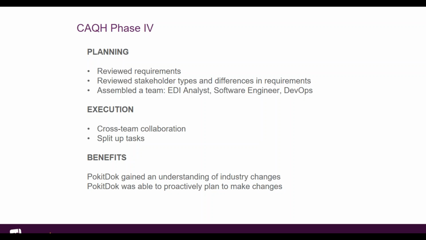Some of the benefits of Phase 4 early adoption would be gaining an understanding of the industry changes and being able to proactively plan to make these changes. I think you mentioned this a little bit earlier, but instead of waiting for the mandate, understanding ahead of time what the impact would be to systems and operations. Absolutely.